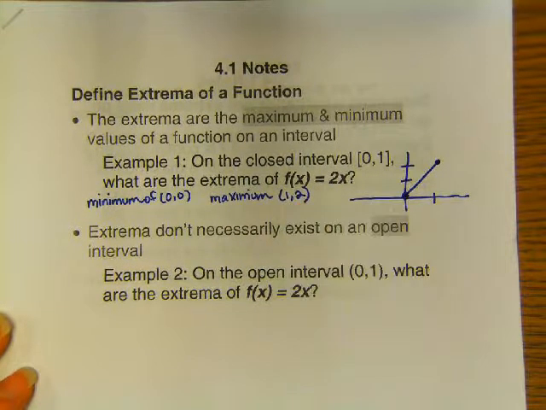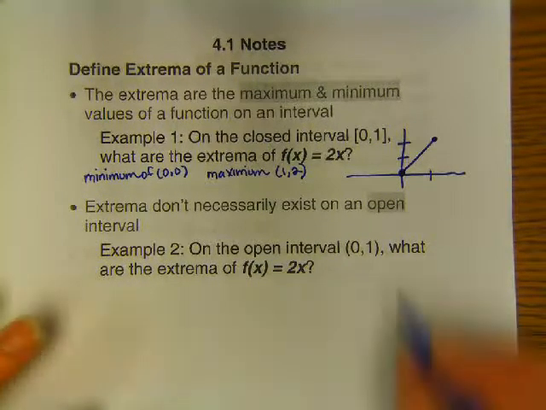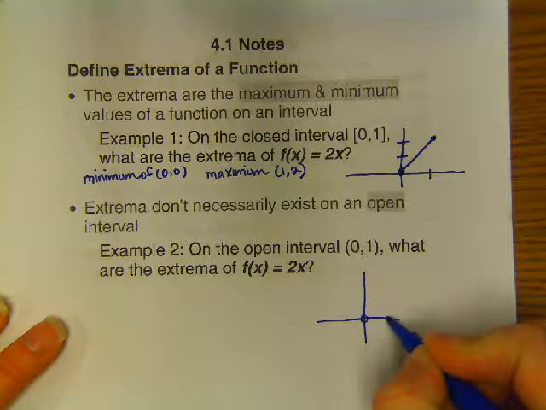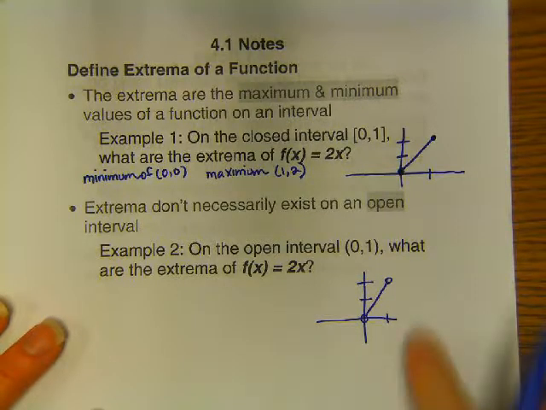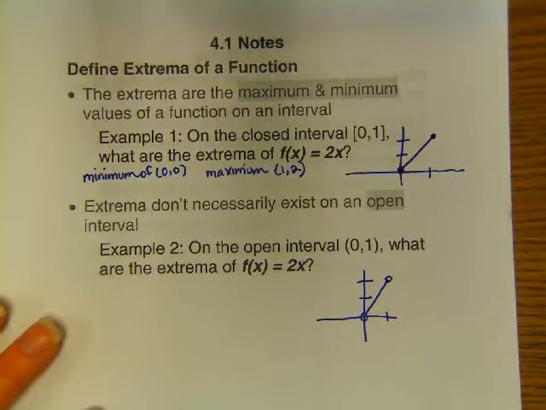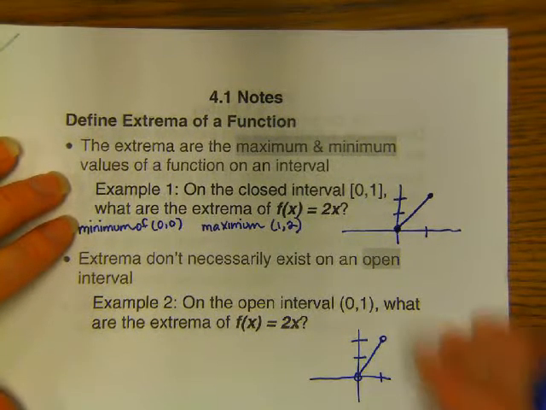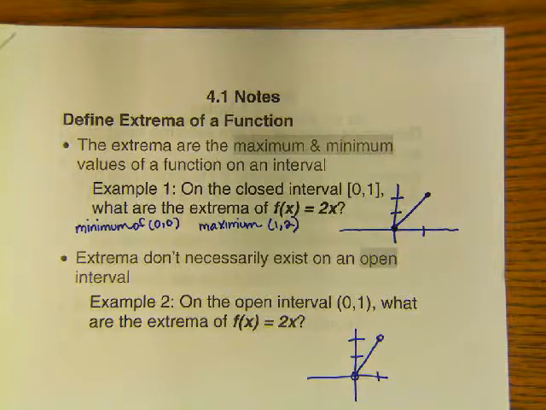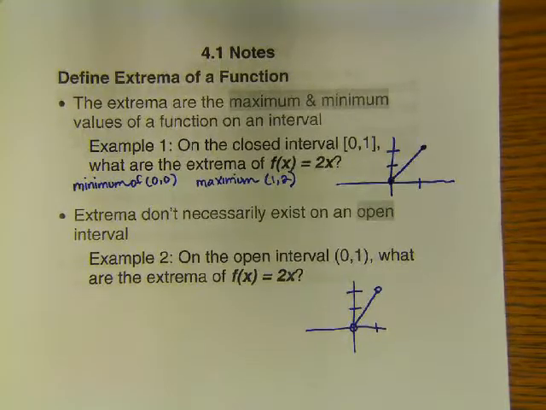Now, let's say we changed this to an open interval. On an open interval, what we would then say is, because these are open circles, this doesn't have extrema. They don't actually ever reach those points. Okay, so no matter what, if something is a closed interval, and closed interval means these are brackets here, there is going to be both a maximum and minimum. Has to be. It's guaranteed. However, on an open interval, it is not necessarily true.